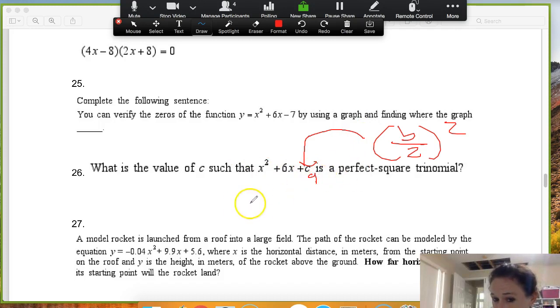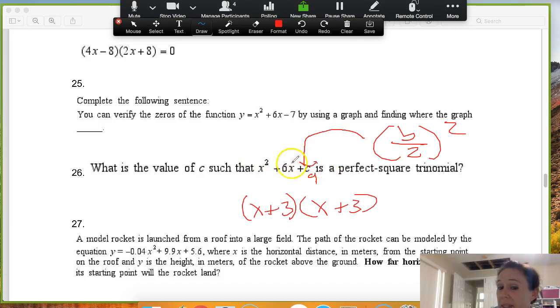So if I were to write this as a perfect square trinomial, it would be written like this: x plus 3 times x plus 3. And if you multiply this out, 3 times 3 will give you 9. So x squared plus 6x plus 9 makes this a perfect square trinomial, and it factors into x plus 3 times x plus 3, or x plus 3 squared.